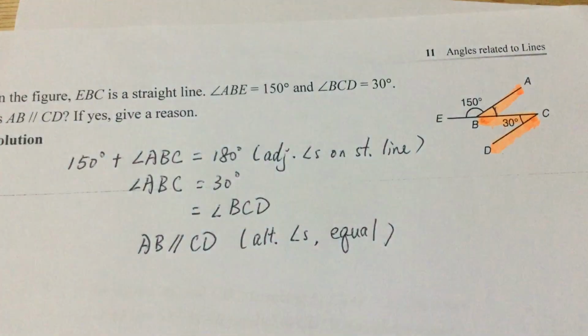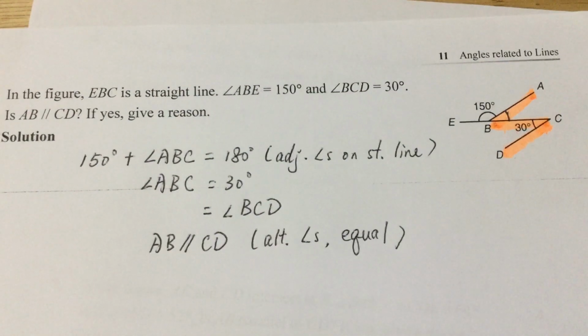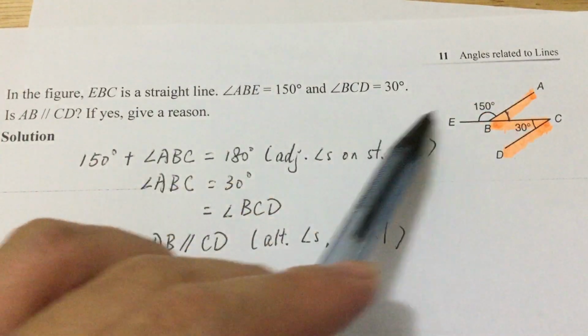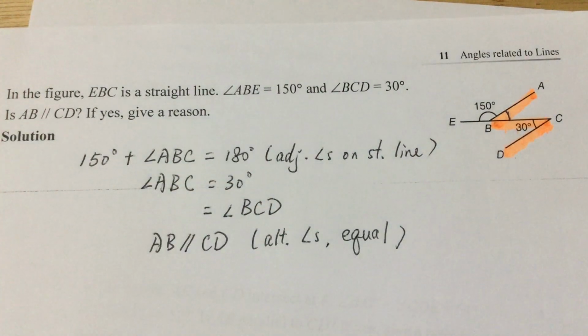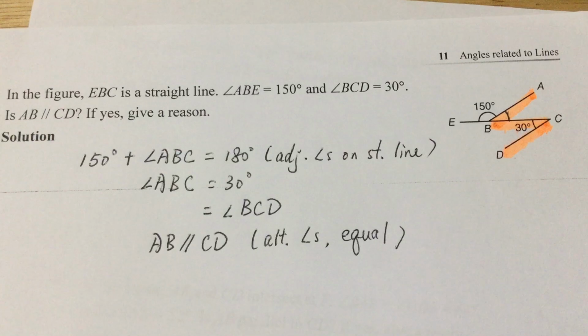So we know the calculation. And then we can prove that this one is called alternate angles. Okay, now let's check it.